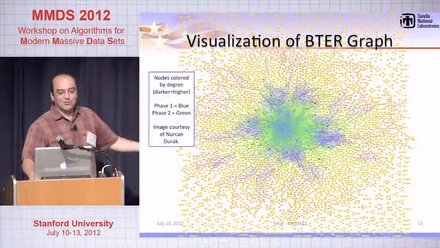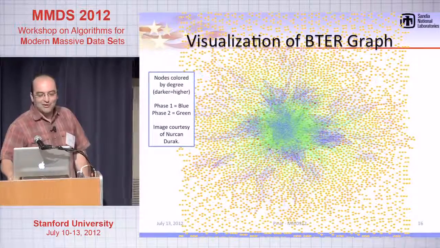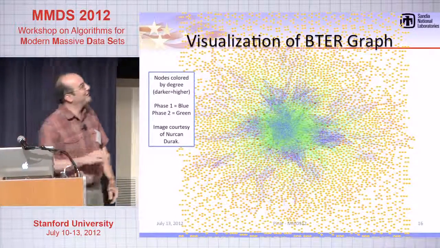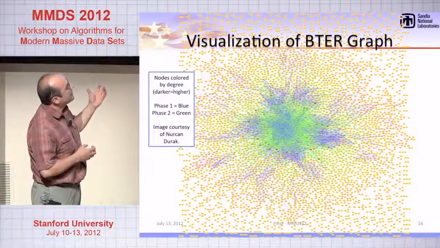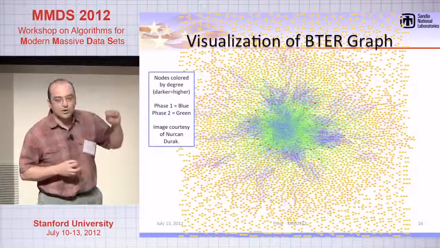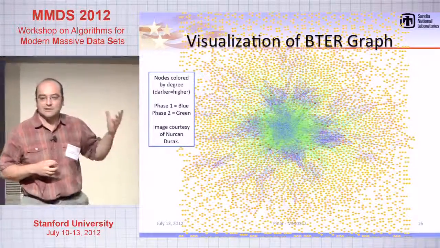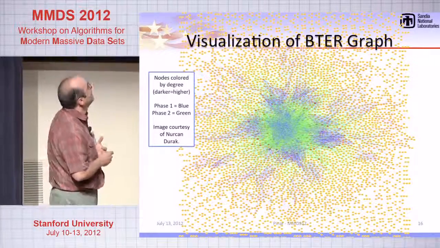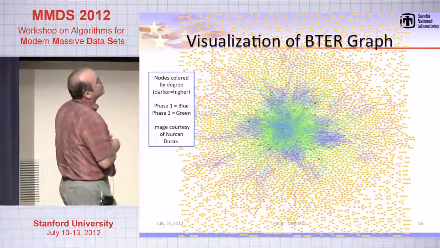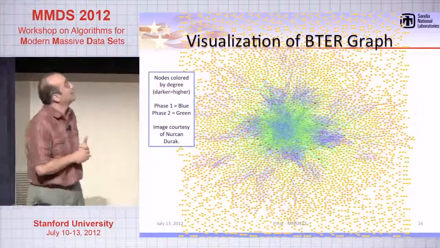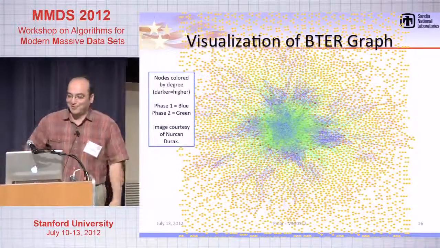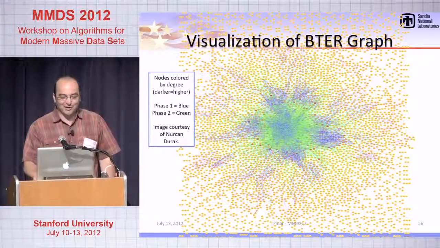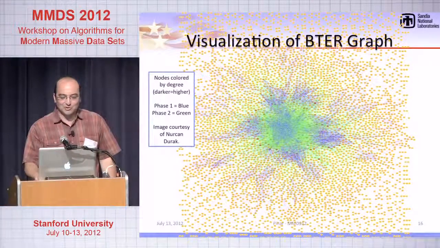And just for fun, we generated large graphs and visualized them. Here the color of the vertices indicates their degree. Darker means denser. Blue lines correspond to the edges of the first phase, and green lines correspond to the edges of the second phase. It was just for fun, but it's a good visualization of the model.